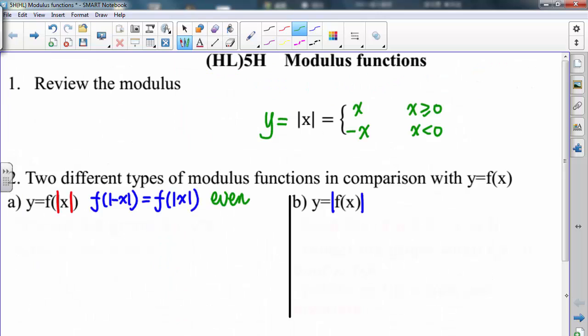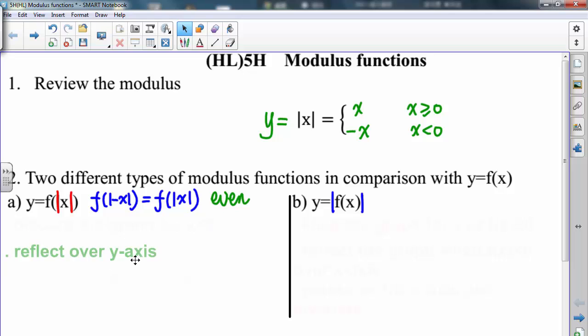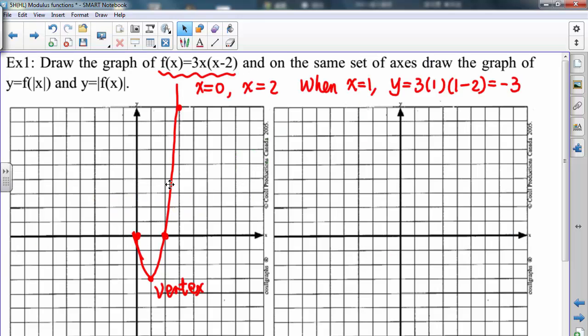Then look at the second point. Reflect the graph over the y-axis. So I reflect this one over the y-axis. So (0, 0), because this one is on the y-axis, is the invariant point. So reflect this vertex over the y-axis. This one becomes (-1, -3). And this point becomes (-2, 0). This point will become (-3, 9).